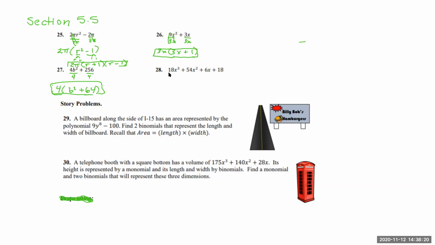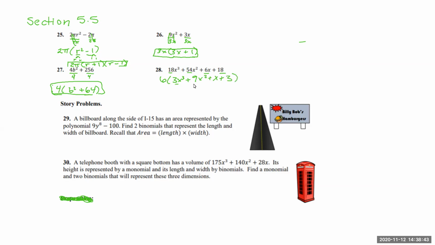Okay, going on to the next one. If we look here, it looks like every one of these terms has 6 in common. So we're going to pull out a 6 to begin with, and we're left with 3x to the third plus 9x squared plus x plus 3.